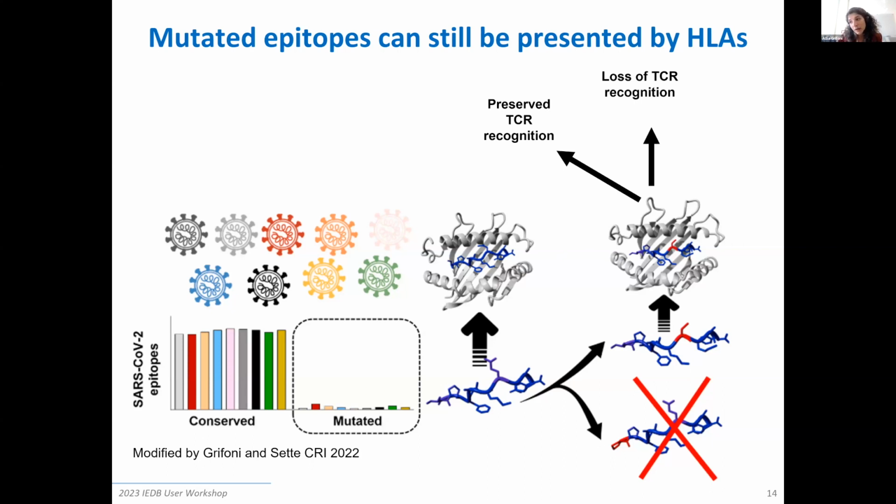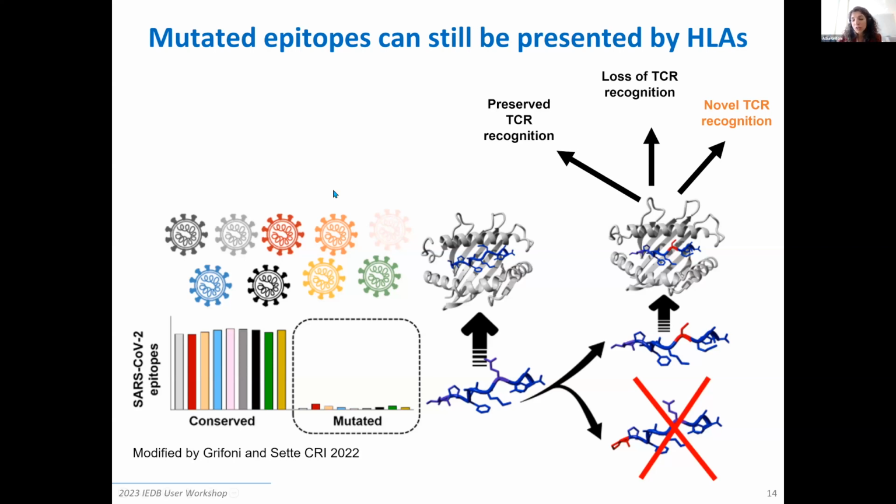An interesting alternative hypothesis is that you can have new TCR recognizing the mutated epitopes. That is a concept that has been explored in the past in the literature, and we ourselves have some preliminary experimental data that support this finding.